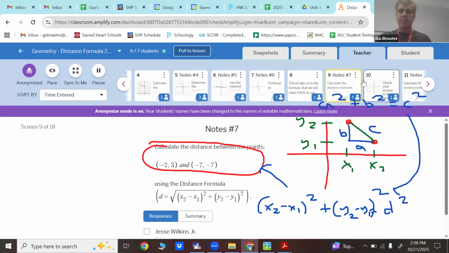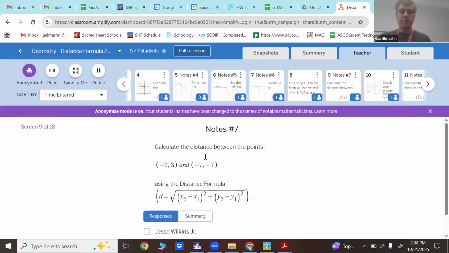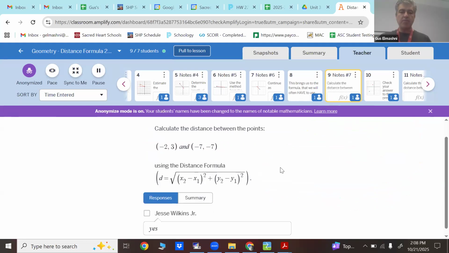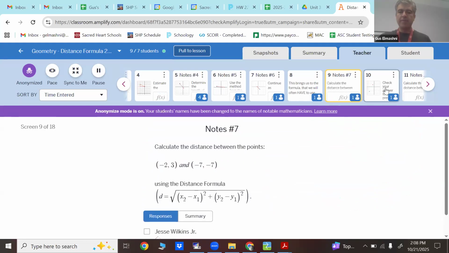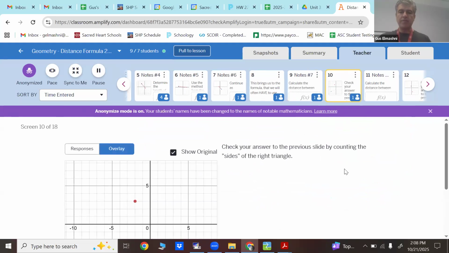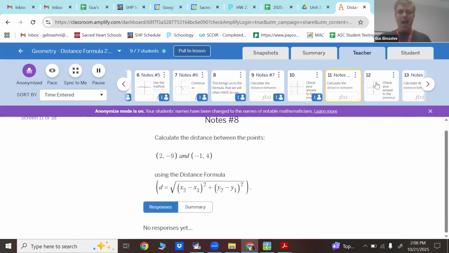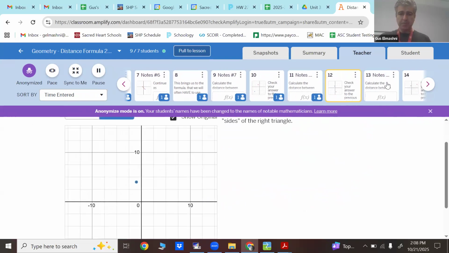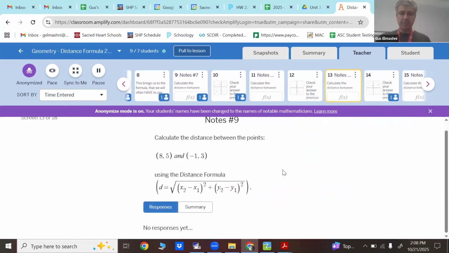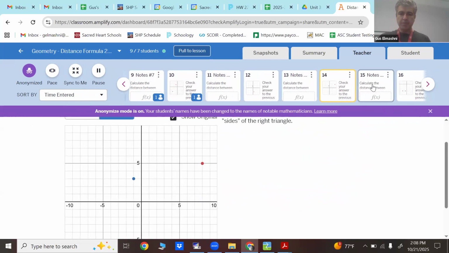So that's really what's happening in this activity. Calculate the distance, use this formula. Check your answer on the side, so just more of the same stuff. I will be honest, this does get pretty cumbersome after a while. Doing the same thing here, checking it out. Calculate the distance between those 2 points. Check your answer.